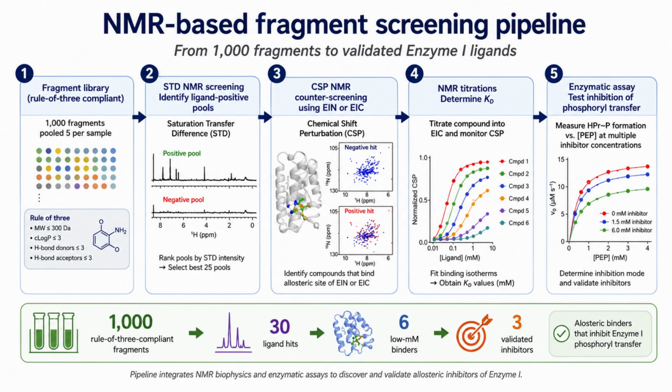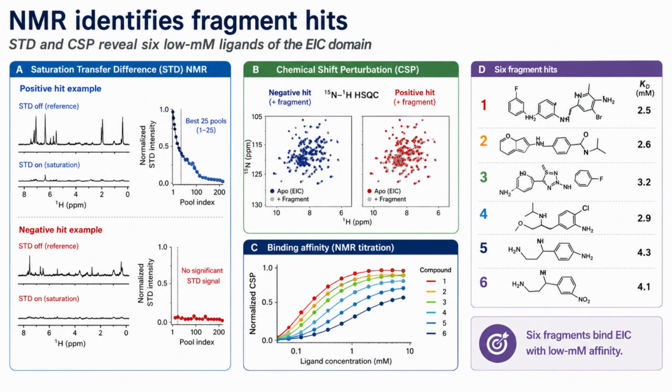NMR titrations then measured binding affinities, and enzymatic assays tested whether the fragments inhibit phosphoryl transfer. This workflow narrowed the library to 6 low millimolar EIC ligands. Among them, 3 compounds inhibited enzyme 1 activity.